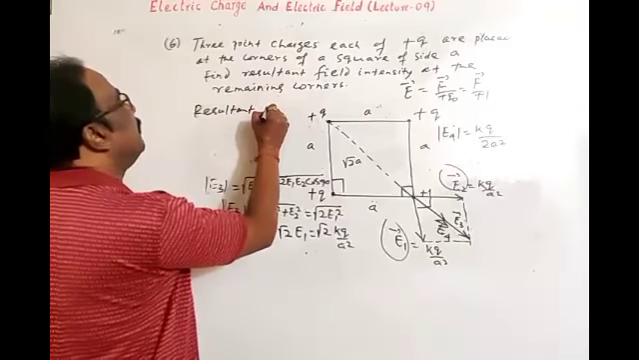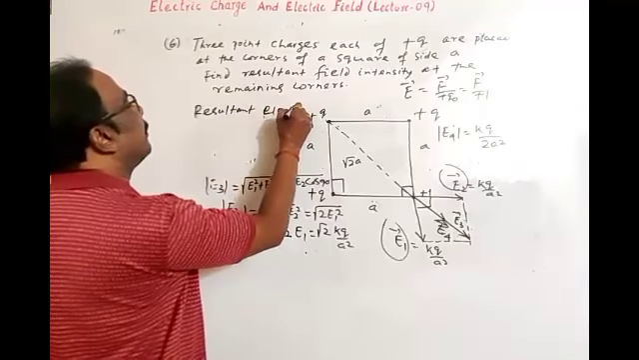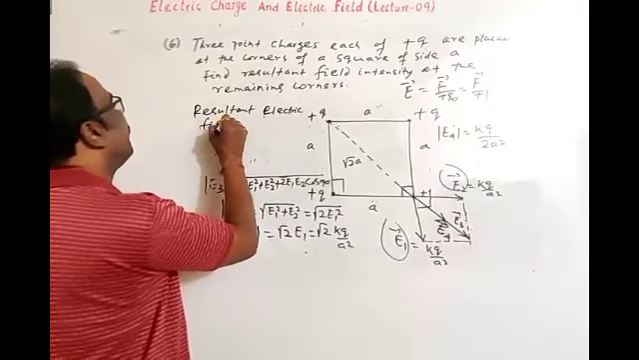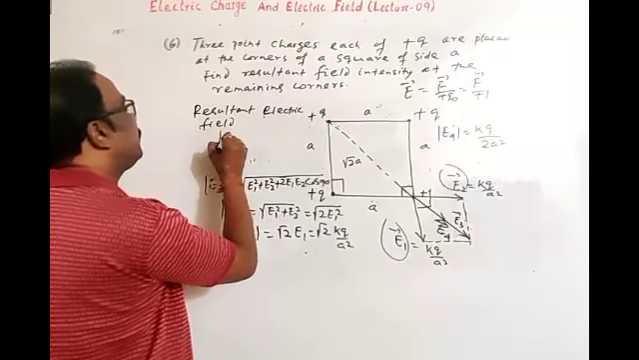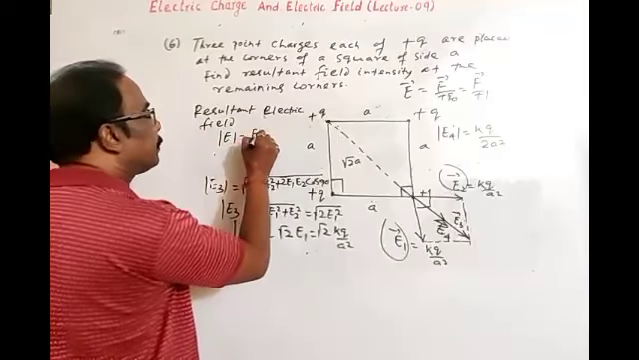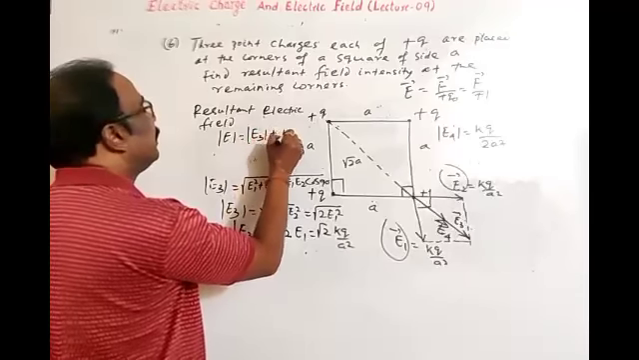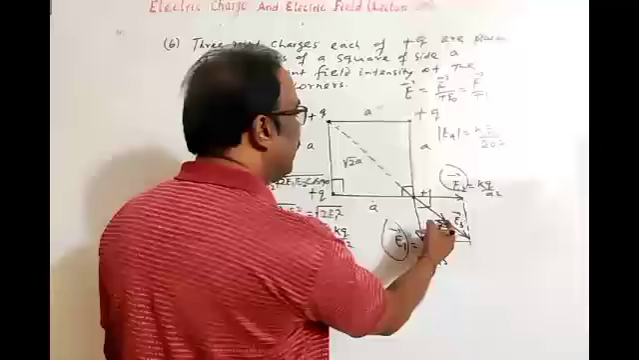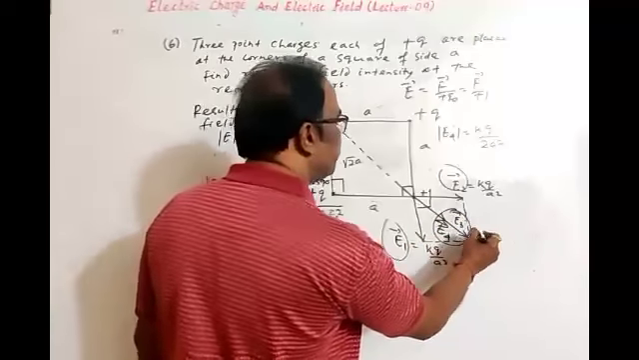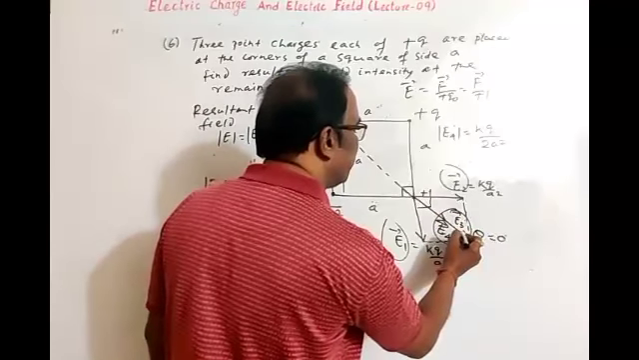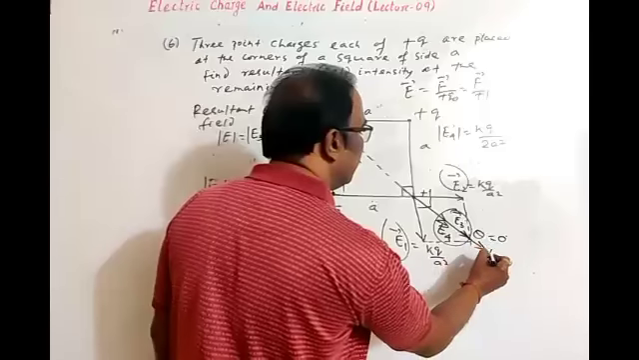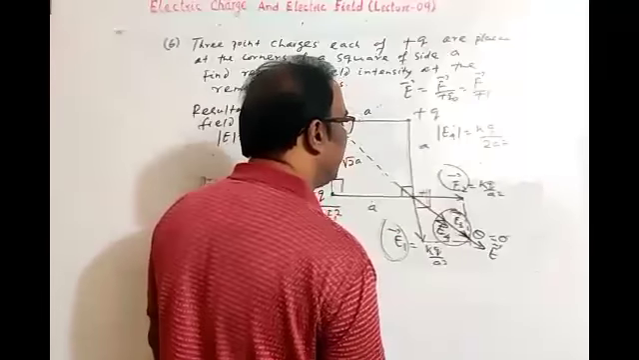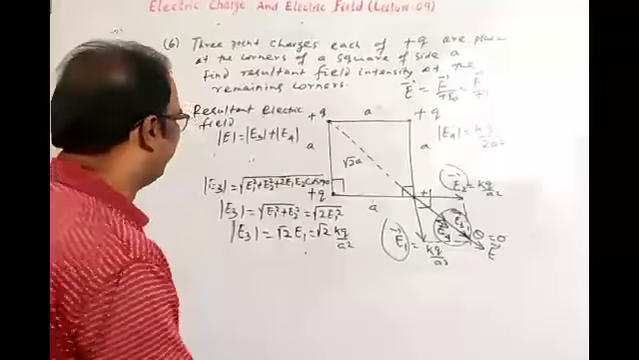Resultant electric field intensity. The magnitude of the resultant field intensity must be equal to the magnitude of E3 plus the magnitude of E4, since the angle between E3 and E4 is 0 degrees. Again, the direction of the resultant field intensity will be along the direction of E3 or E4.